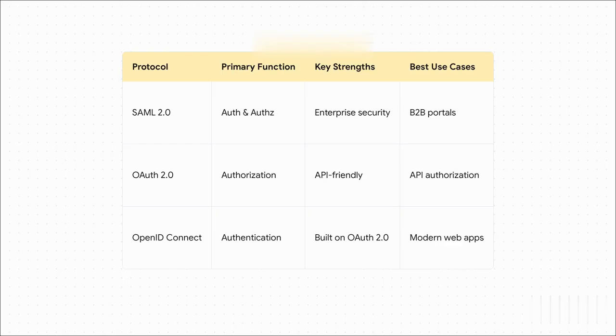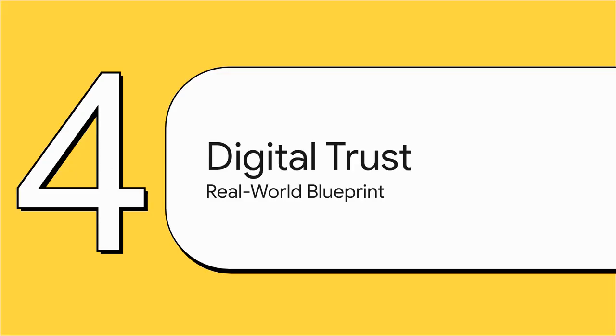That combo makes it super lightweight and perfect for modern apps that just need to quickly verify, yep, this is the right user. All right, enough theory. Let's see how this all comes together in a real-world architecture. How do you actually take these protocols and build a working system that connects all your clouds?